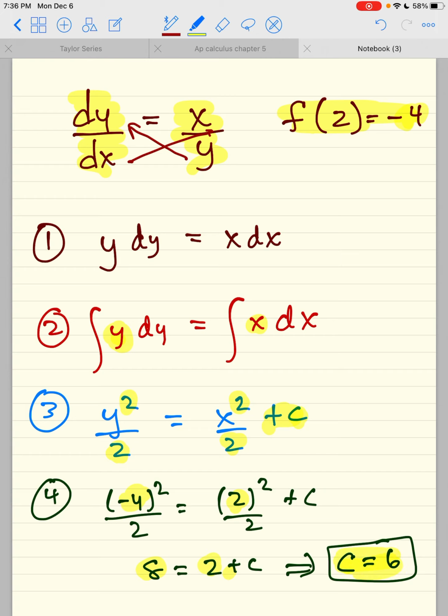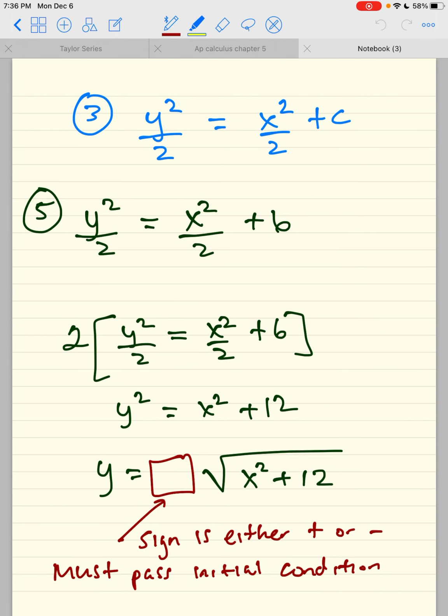Once you get c equal to 6, you got to plug it right back in here. So take a look here. I got c to be 6, and I plugged it back in here. So we're right here. Okay, always go back to step 3. Now, this answer is not acceptable because y is not isolated.